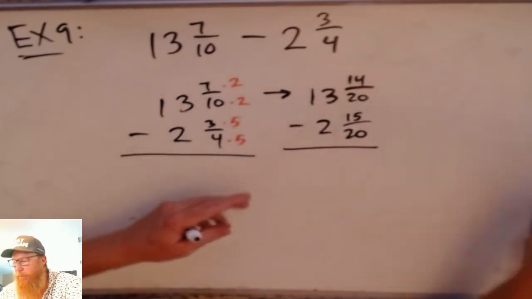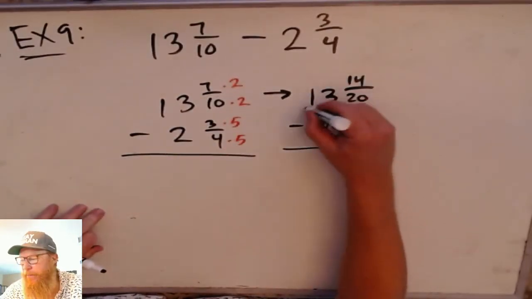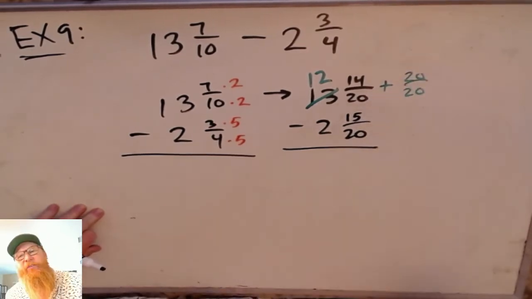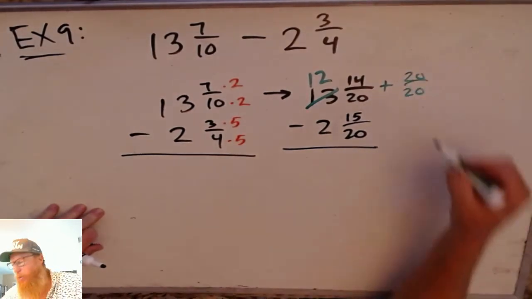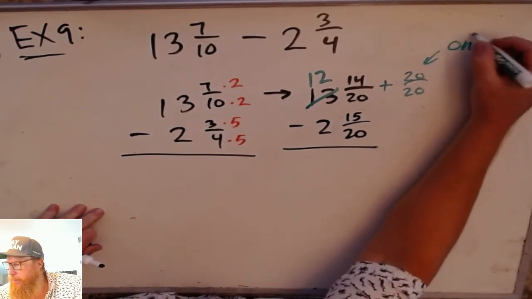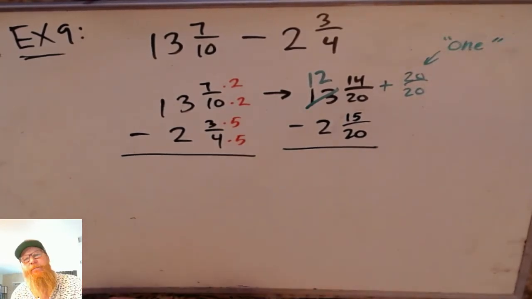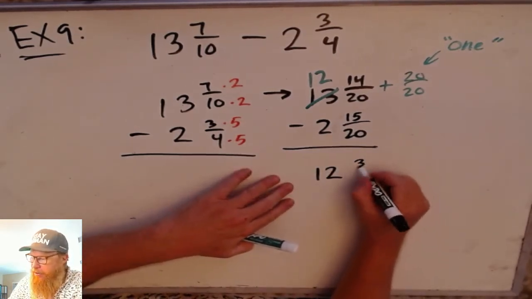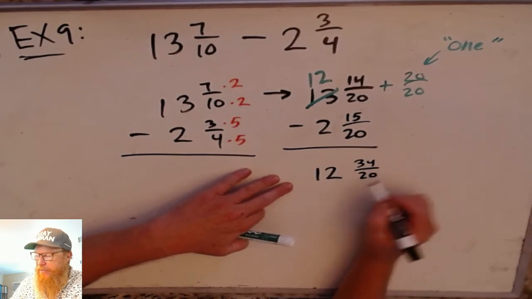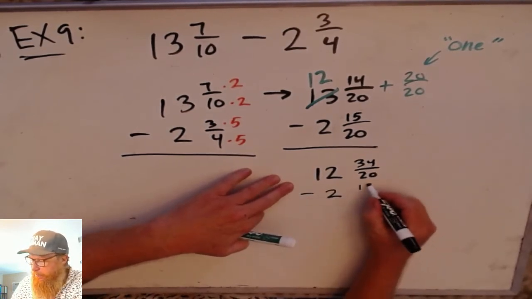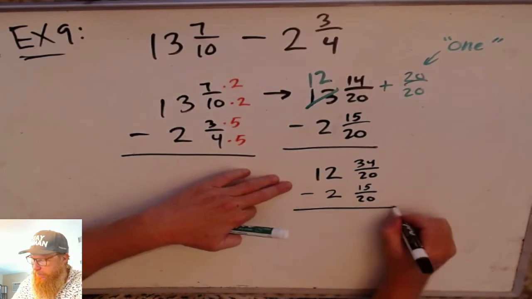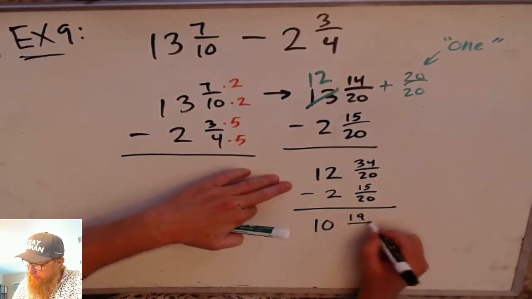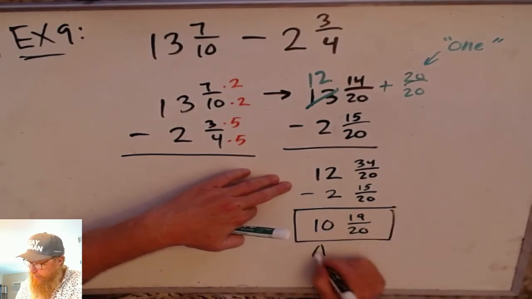Yeah? So we're going to borrow 1. Oh, there we go. This is going to become 12, and then we're going to add 20/20. Yeah, that's the 1. We're borrowing 1. So now I've got 12 34/20 minus 2 15/20. So I'm going to get 10 19/20, and that's my answer.